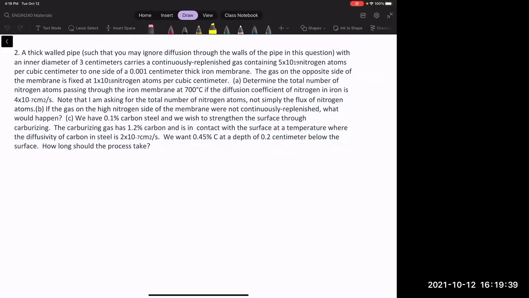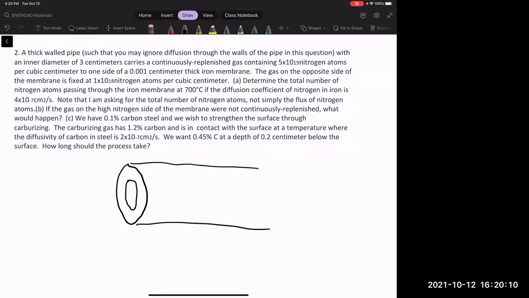So how do we apply that? We're going to use this example. They tell you there's a thick wall pipe. The pipe is so thick that you don't have to worry about diffusion happening in the pipe. The diffusion actually happens in the membrane inside this pipe. Let me draw a picture. Here you have a pipe with a certain thickness and a certain length, going all the way to the end.